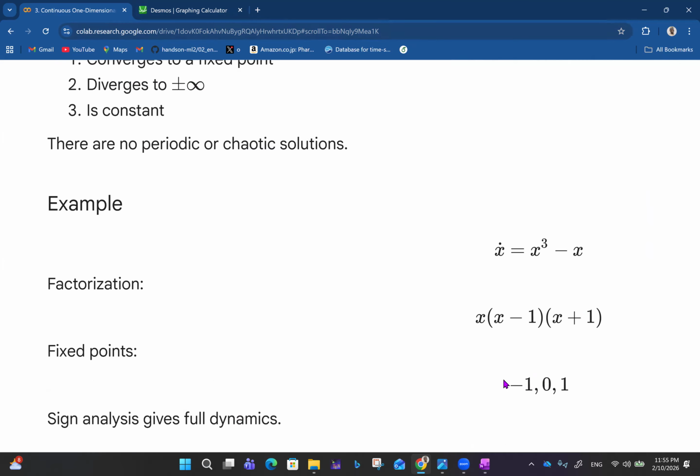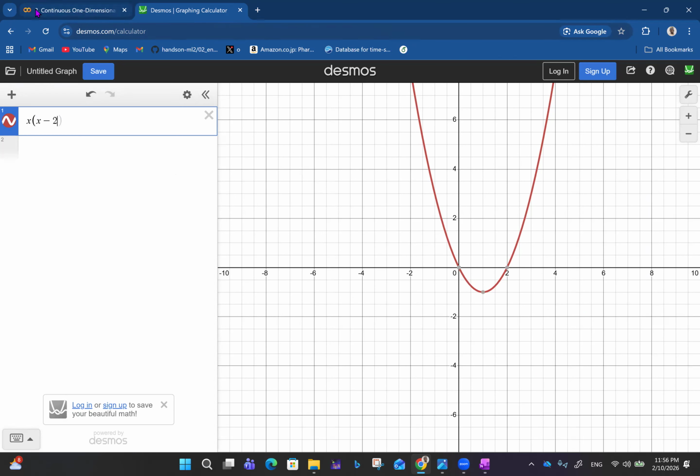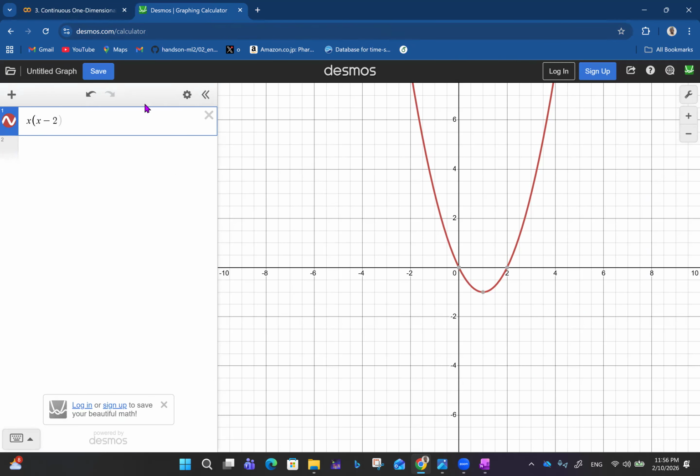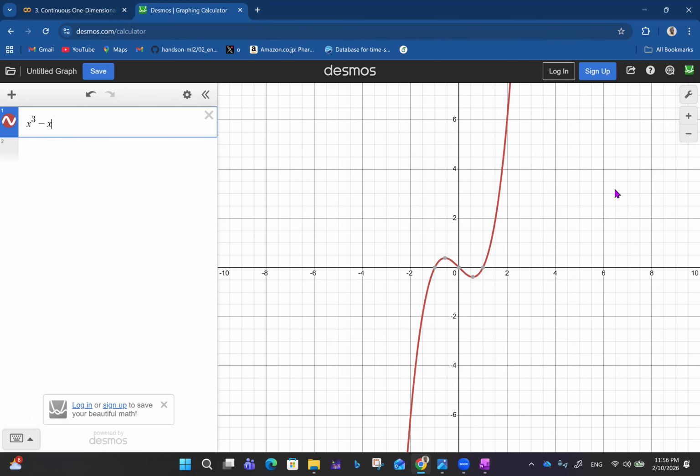So you have to check from minus infinity to minus 1, from minus 1 to 0, from 0 to 1, and then that can give us an idea. So again, we are just doing some kind of qualitative thing. We are not even solving. So x cubed minus x, let me go to Desmos and do x raised to power 3 minus x. So this is what we have right here.